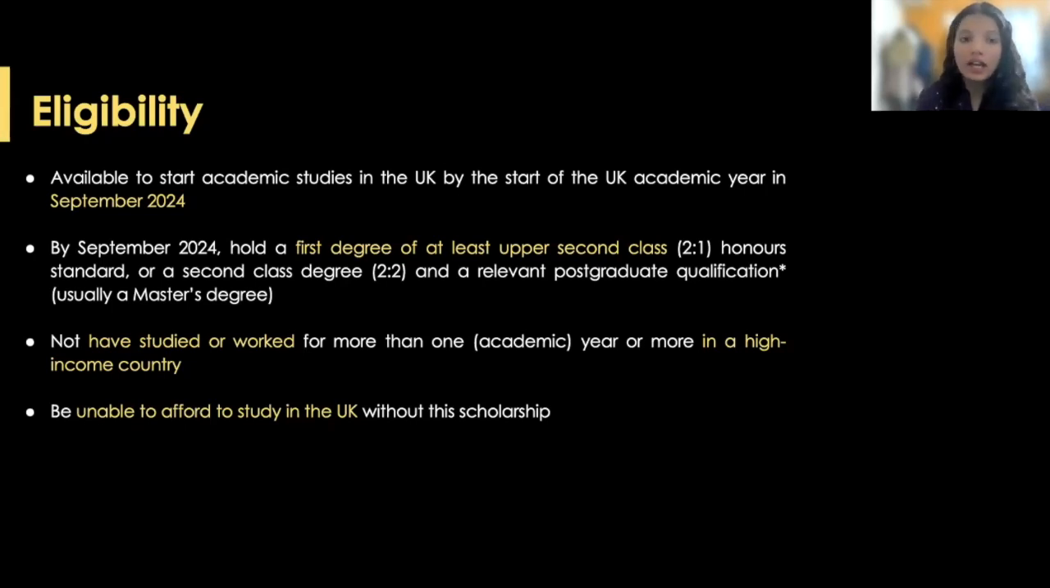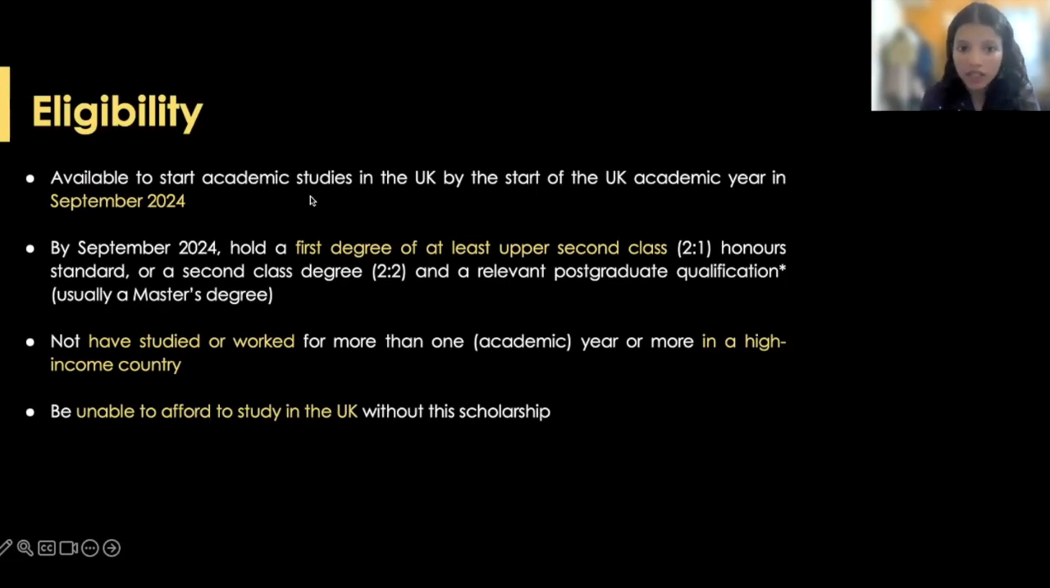So firstly, the applications have been opened right now, and the deadline is December 14th. This cycle is meant for candidates who are going to start, or who intend to start, their master's next year, that is September 2024. The basic eligibility is that you must have a first degree, in the sense an undergraduate degree, of at least upper second class honors, or a second class degree and a relevant postgraduate qualification.